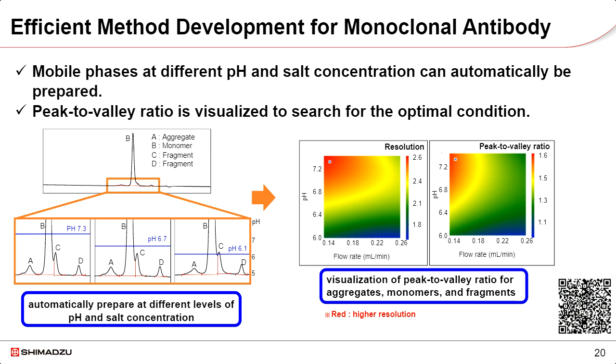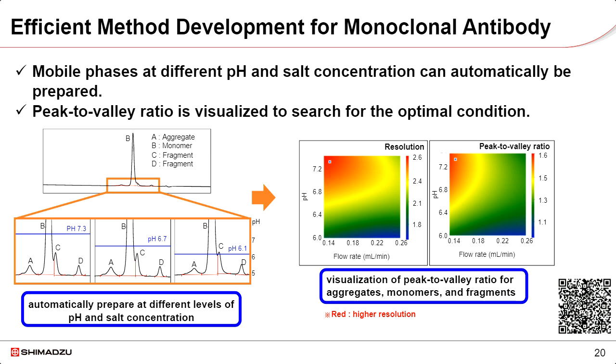In an effort to constantly improve the LabSolutions MD product, one of the recently added features is the ability to visualize the peak to valley ratio. When we consider the use case for monoclonal antibody separations, we can see in this example that we have aggregates, the primary monomer, as well as fragments that are not well separated from the intended monoclonal antibody.